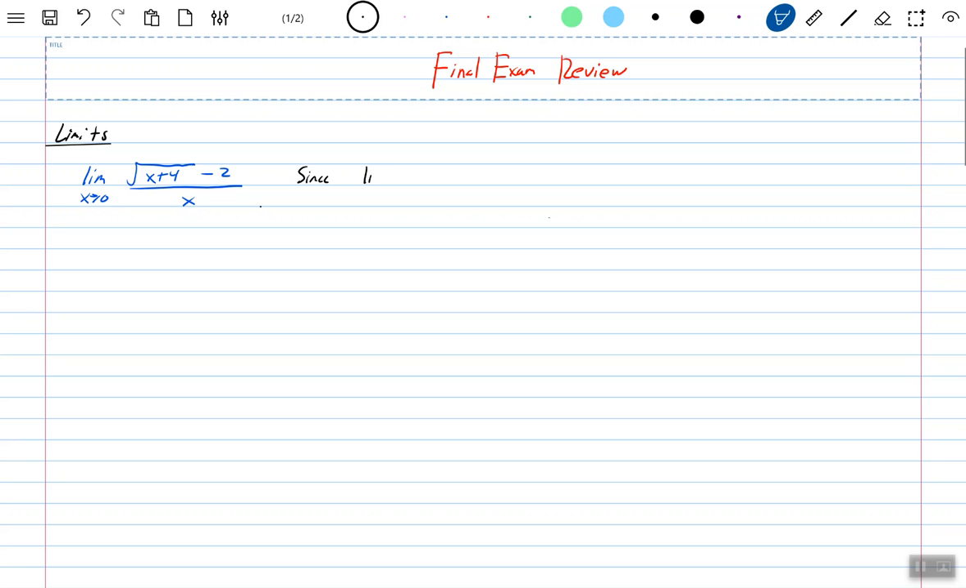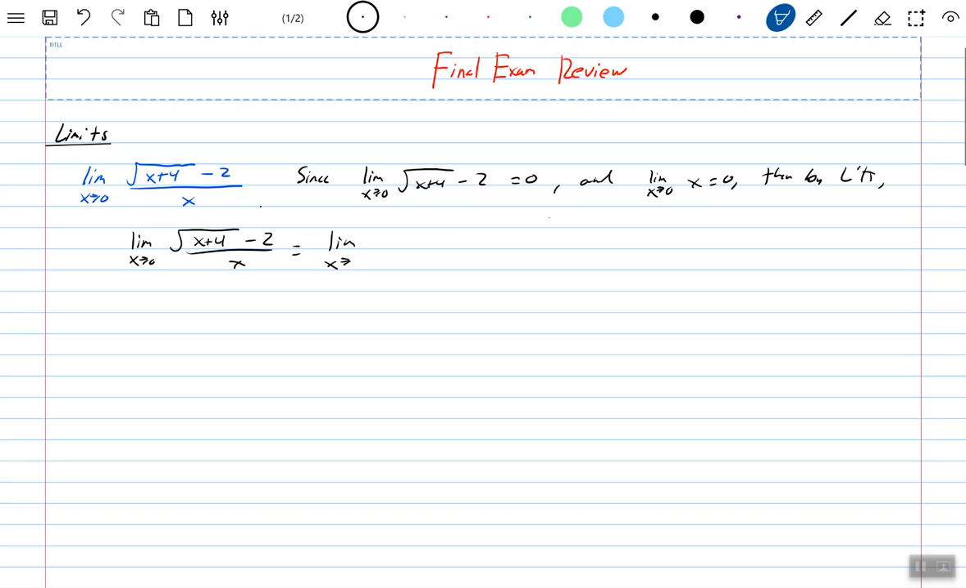Since the limit as x goes to 0 of the square root of x plus 4 minus 2 is equal to 0, and the limit as x approaches 0 of x is equal to 0, then by L'Hopital's, which I don't feel like spelling out, we get that the limit as x approaches 0 of the square root of x plus 4 minus 2 over x is equal to the limit as x approaches 0 of the derivative with respect to x of the numerator divided by the derivative with respect to x of the denominator.